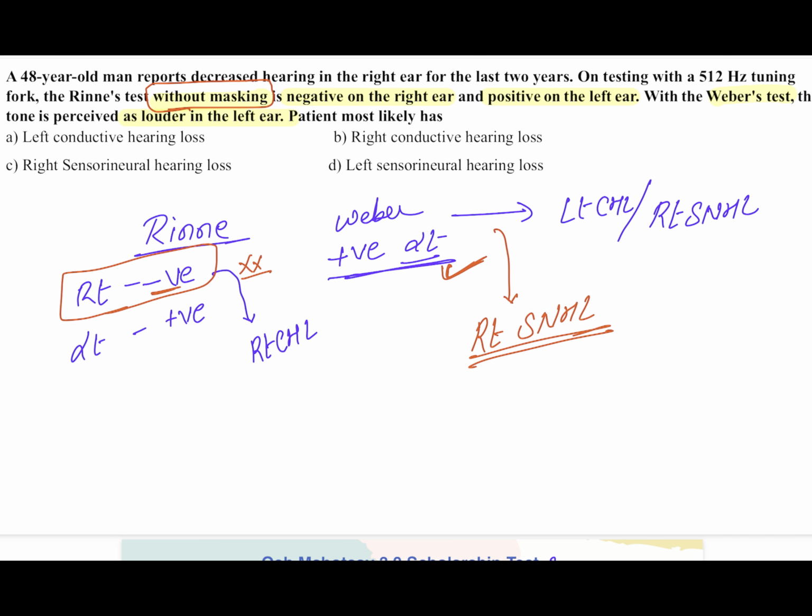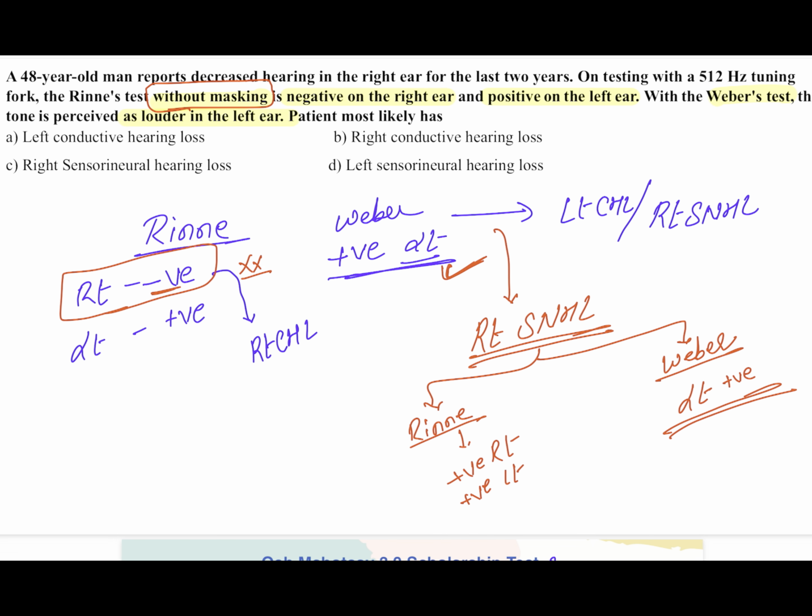Okay? So why is it so? Because if you make a right SNHL table, for Rinne, usually it has to be positive on the right side and also positive on the left side. And for Weber, it has to lateralize to the normal side. So that's why this is the correct answer.